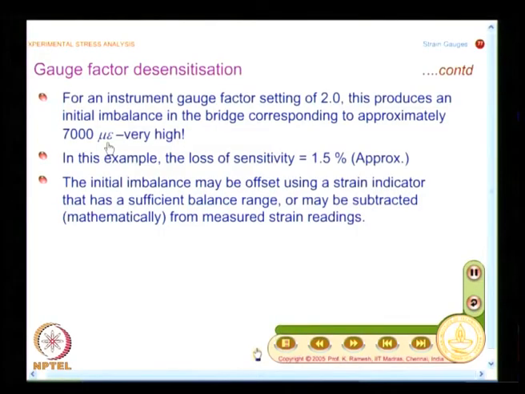And when I have this, we have already seen what is the loss of sensitivity. It is given as ratio of the lead wire resistance to the strain gauge resistance, which is something like 1.5% approximately. And what you will find is, because it is 7000 micro strain, initial imbalance is difficult to offset. See, you may be able to offset if the strain gauge meter is capable of accommodating 7000 micro strain. If you are unable to do it, you have to note down the initial value and then final value and find out what is the strain, there is no other go.